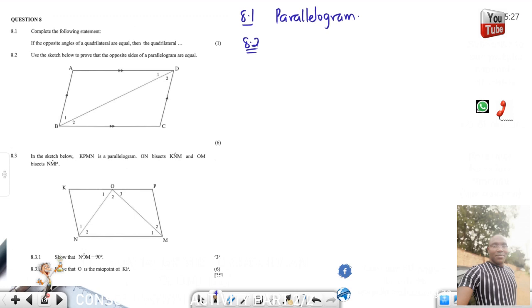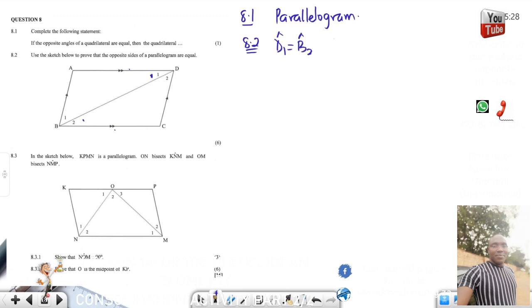Use the sketch below to prove that the opposite sides of a parallelogram are equal. Let's see. We are given that this and this are parallel, and we have a transversal line BD, which is the diagonal. Is it okay to say that D1 is equal to B2?